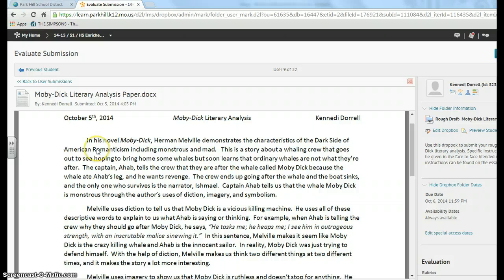Now, the beginning of your essay, the opening sentence, is pretty good. You mentioned the title of the book, you mentioned the author, which is definitely one of those things, and you've included that instruction that I gave you about demonstrating the characteristics of the dark side of American Romanticism. These do not need to be capitalized. Including, but monstrous and mad are just not in the proper verb tense. So including the ideas of a monstrous or supernatural animal and madness would be what I would suggest for how you would fix that.